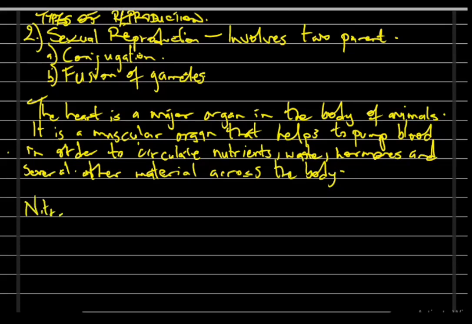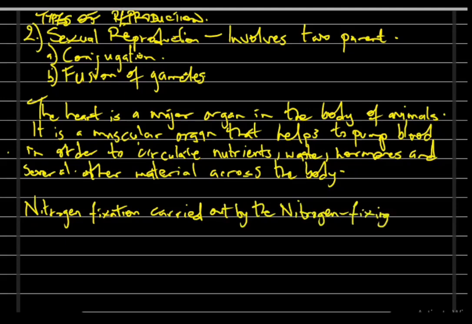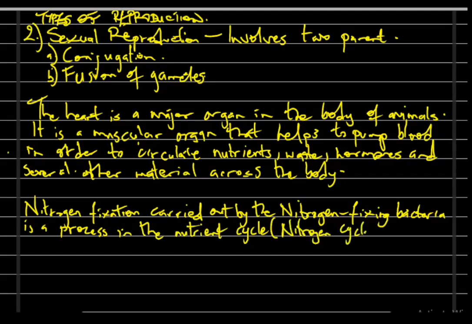Nitrogen fixation is a process carried out by the nitrogen fixing bacteria. It is a process in the nutrient cycle, particularly in the nitrogen cycle, because we have so many types of nutrient cycle. We have the water cycle, the carbon cycle, the oxygen cycle. So this particular one that we're talking about is the nitrogen cycle.